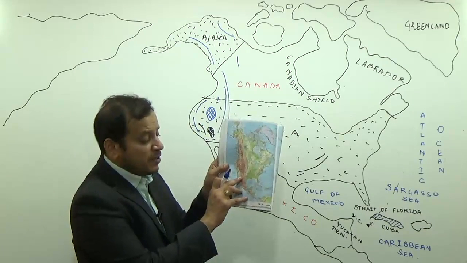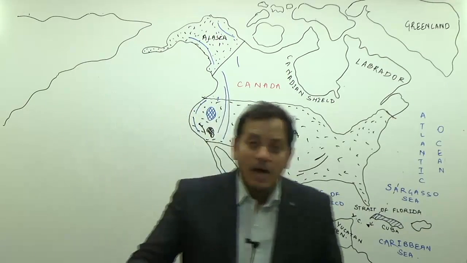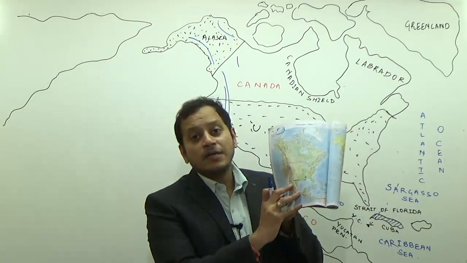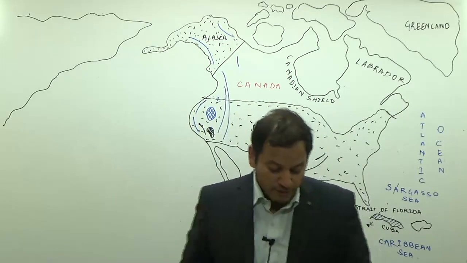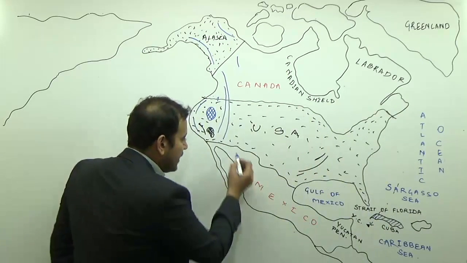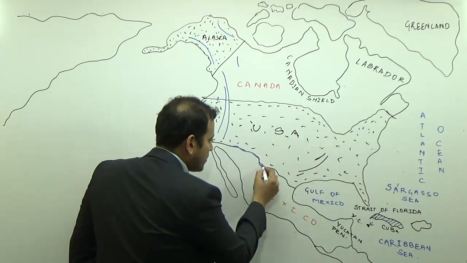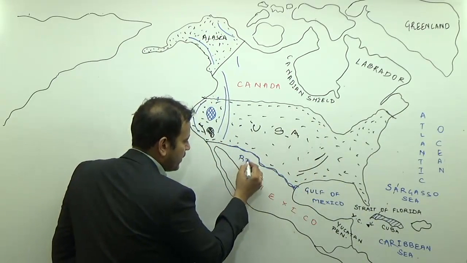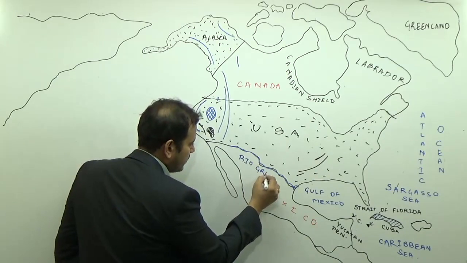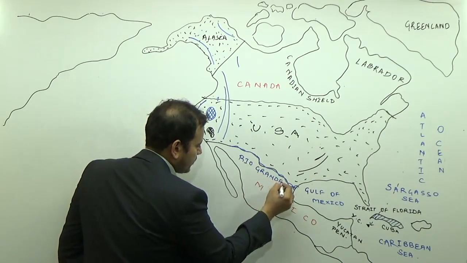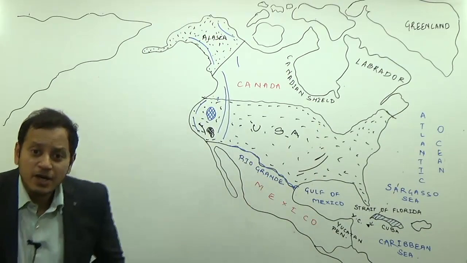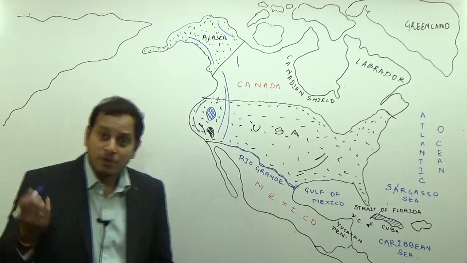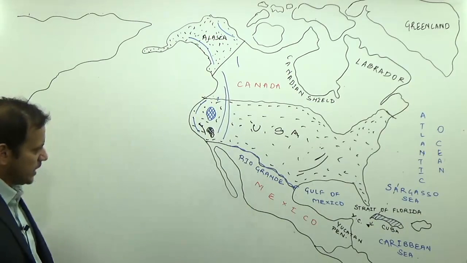Here it is given in the Oxford Atlas, and also in the Orient Longman Atlas. What you have to remember is the Rio Grande River forms a boundary between Mexico and USA. Rio Grande forms the boundary between Mexico and USA.